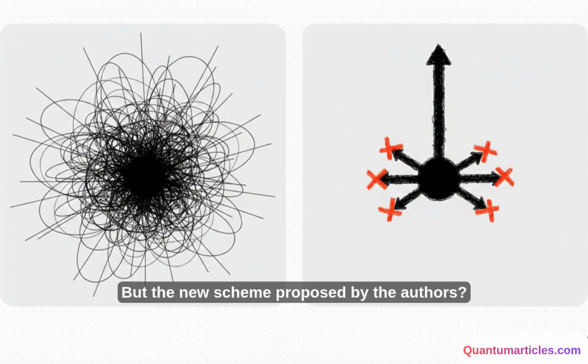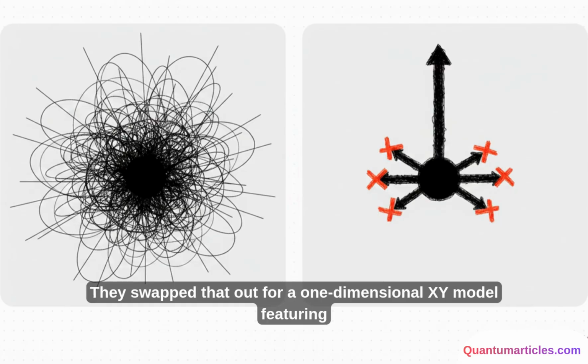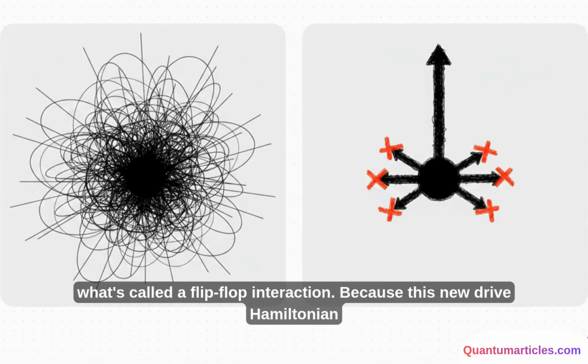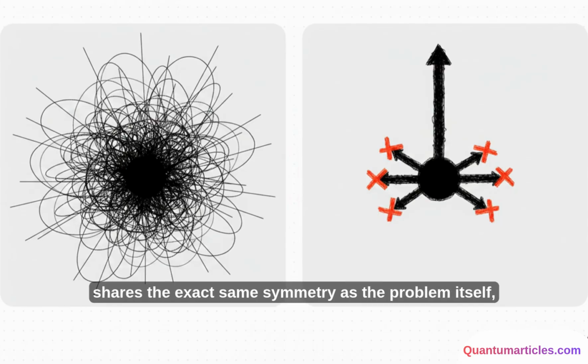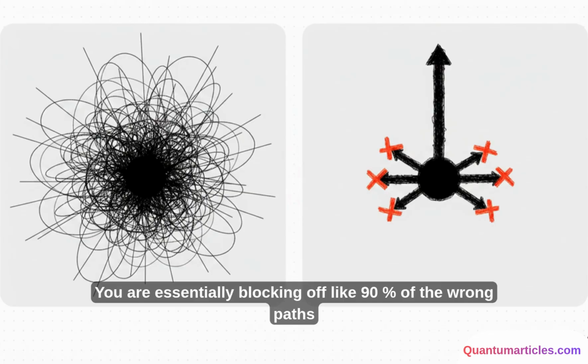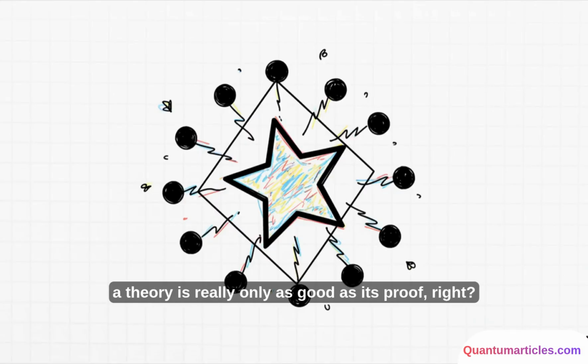But the new scheme proposed by the authors? They swap that out for a one-dimensional XY model featuring what's called a flip-flop interaction. Because this new drive Hamiltonian shares the exact same symmetry as the problem itself, the search is strictly restricted to a symmetric subspace. You are essentially blocking off like 90% of the wrong paths before the search even begins. It's brilliant. Of course, a theory is really only as good as its proof, right?